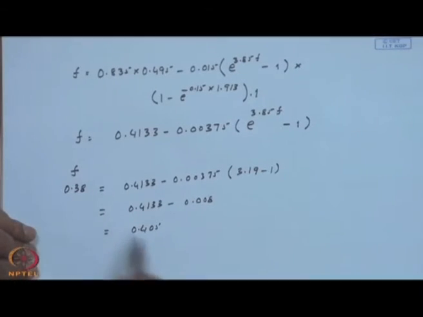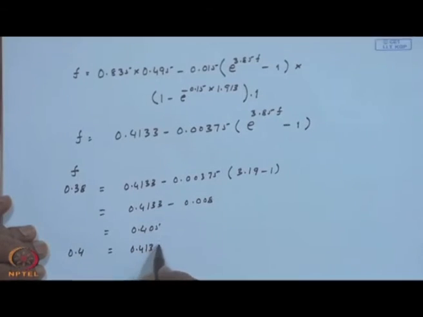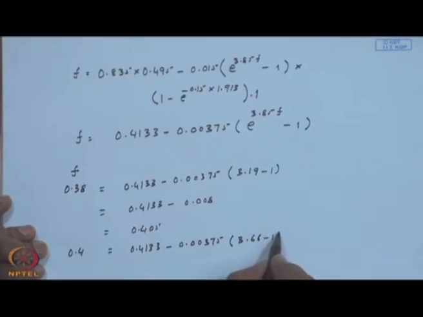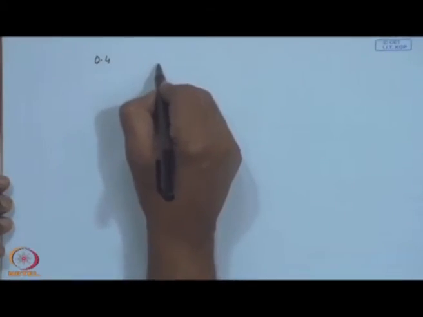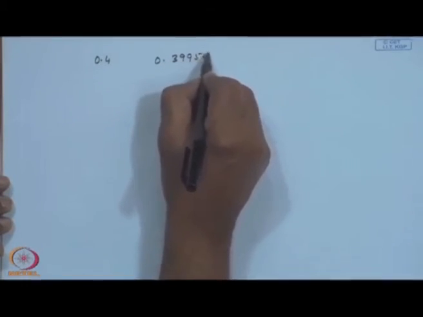Somewhere it should be lying in between these two values, because if I increase this, it will decrease, but at the same time if we increase equal to 0.405, the number will be less than that. So, I will choose, next guess will be 0.4, that will give me phi bar max y 0.495, that is 0.4133 minus 0.00375 times, this is 3.66 minus 1, which is 0.4133 minus 0.0137. So, left hand side will be 0.4 and the right hand side will be 0.39955, pretty close.